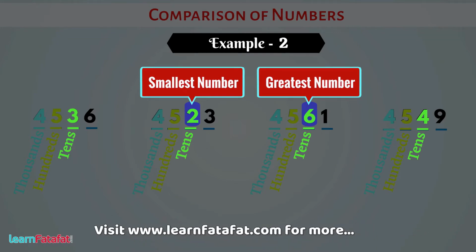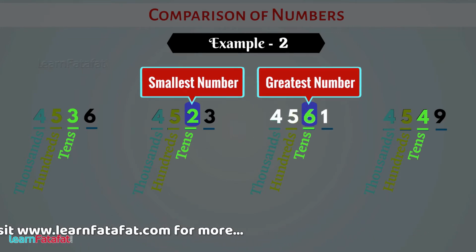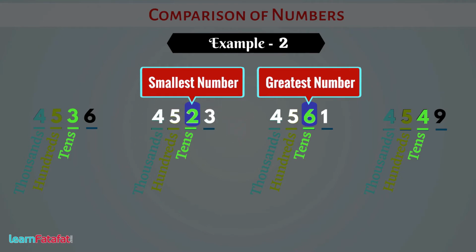So, the number 4561 with digit 6 at its tens place is the greatest number. And the number 4523 with digit 2 at its tens place is the smallest number.